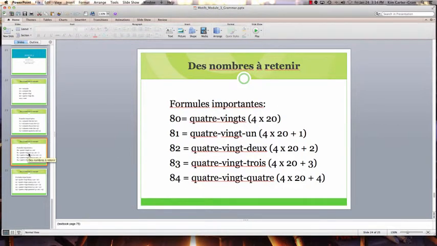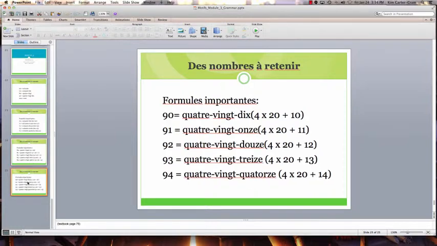The 80s have some multiplication. 80s, as we said a little bit earlier, are 4 20s. This is pretty easy because we go all the way to 9. 4 20s plus 1, 4 20s 2, 4 20s 3, 4 20s 4, etc. 81, 82, 83, 84, all the way up to 89.